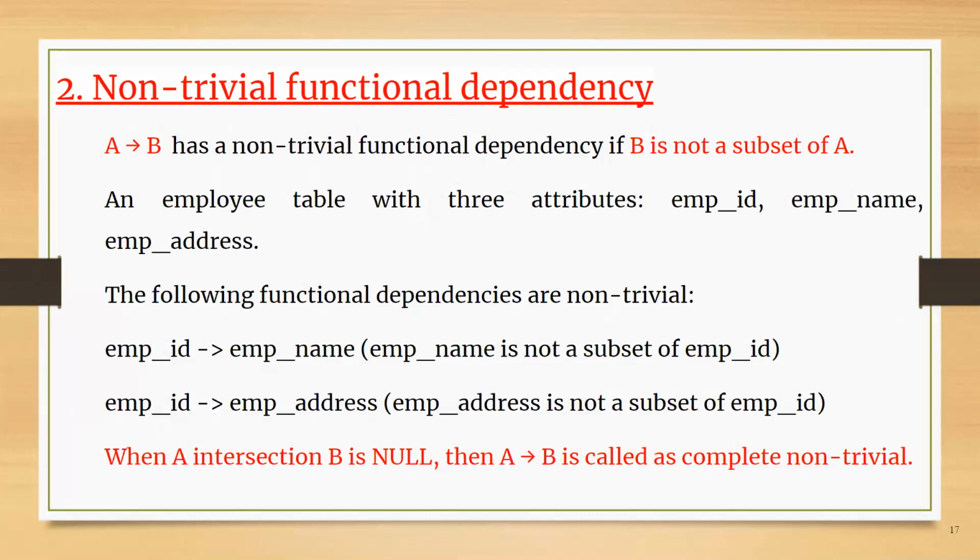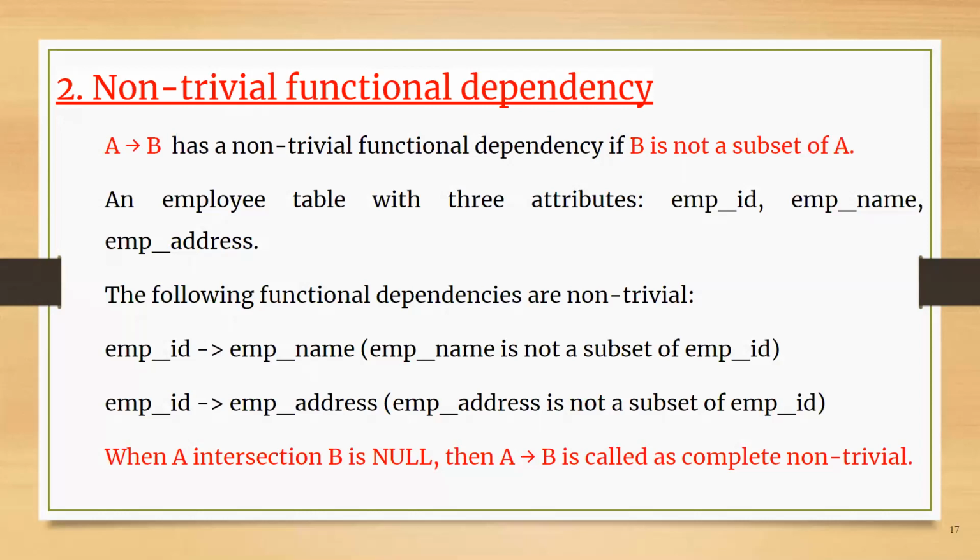Employee ID is not dependent on employee name, but employee name is dependent on employee ID. Similarly, employee address is not a subset of employee ID, which means that the employee address field is dependent on employee ID. Employee ID is not dependent on employee address. So this says that B is not a subset of A.